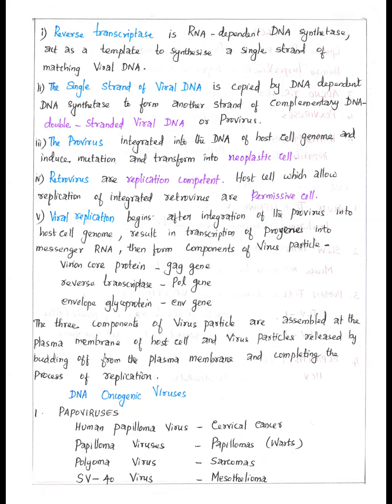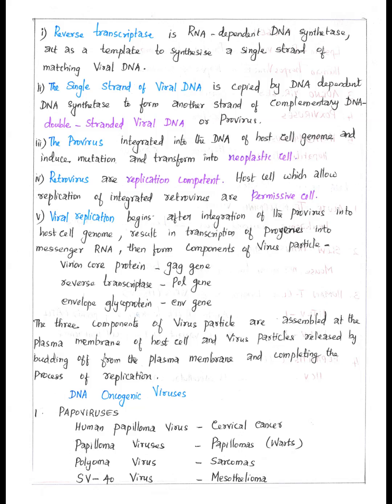These retroviruses are capable of multiplying. The host cells which allow retrovirus to multiply are called permissive cells. Viral replication begins when the provirus integrates into the host cell genome. This results in the transcription, or copying, of proviral genes, which then carry the information encoded in DNA to messenger RNA, finally forming components of virus particles.